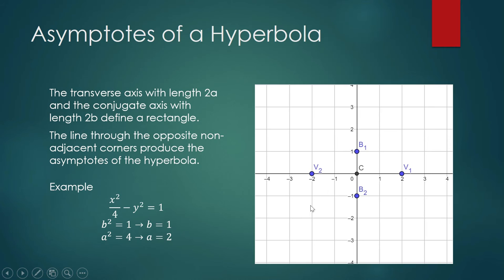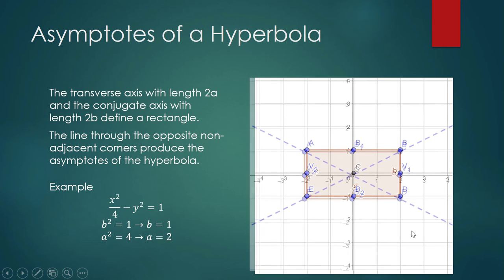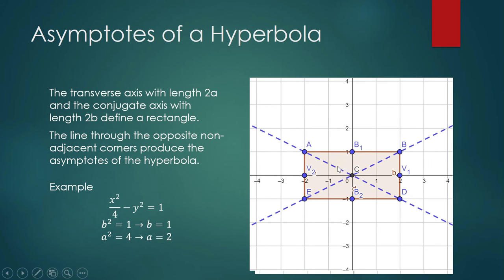There is a rectangle that arises because of your transverse axis and conjugate axis, and I will show it to you. You can draw a line through the opposite, non-adjacent corners of your rectangle. So you can draw one line through E and B and another line through A and D, something like this. These are actually the asymptotes that we are speaking about in this topic.